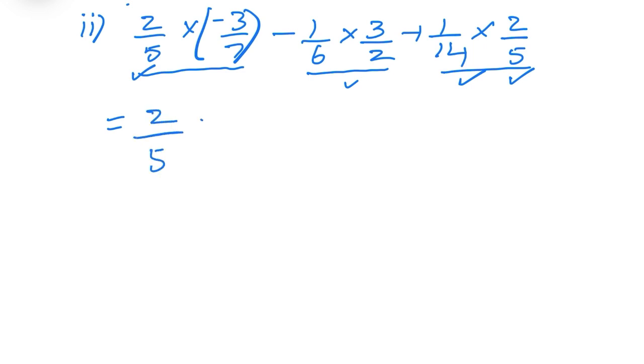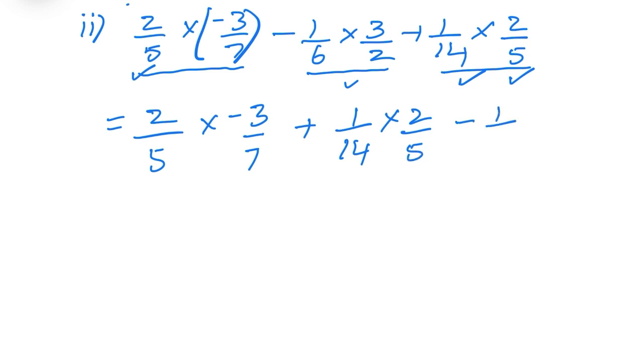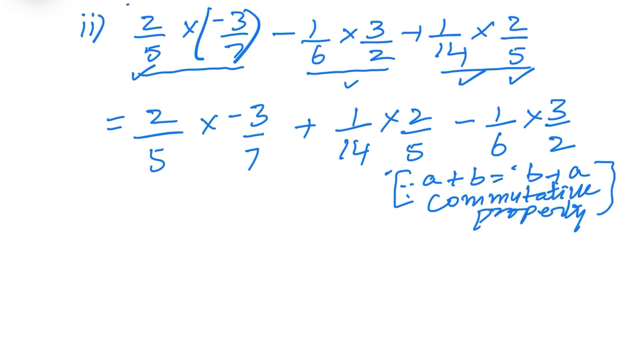Two by 5 into minus 3 by 7 plus 1 by 14 into 2 by 5 minus 1 by 6 into 3 by 2. What is the property we used? To exchange this one and this one, we used the property a plus b is equal to b plus a. Commutative property is used. Write that one here: a plus b is equal to b plus a. Commutative property is used.